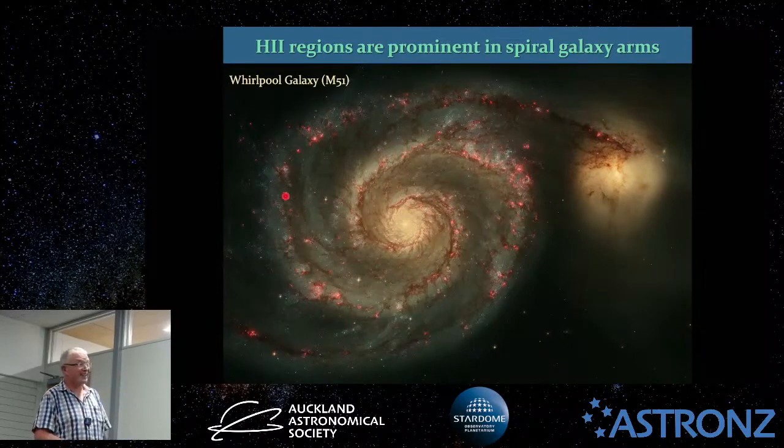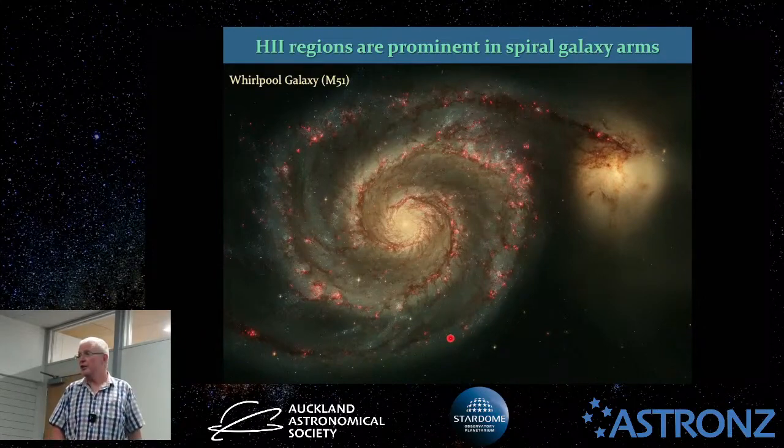This is a spiral galaxy. This is what our Milky Way would look like from a reasonable distance. But you can see the spirals here. And what do you notice about these spirals? All these big red spots. And these are all H2 regions. And that's where, another point, that's where star formation occurs. It occurs in the spiral arms of spiral galaxies.